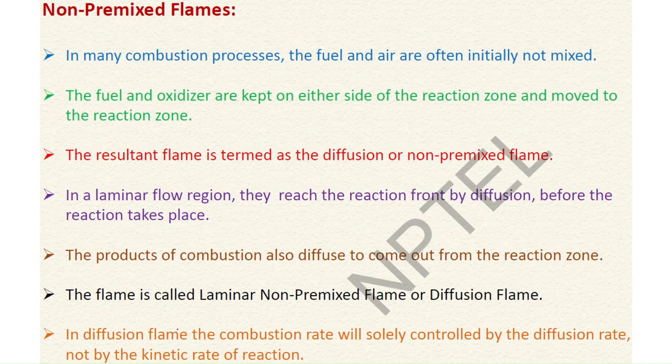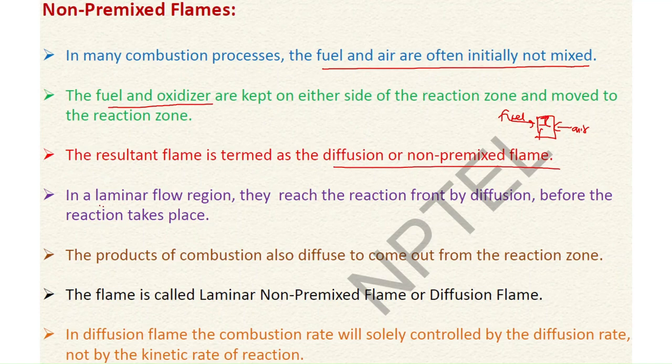Coming on to non-premixed flames. In many combustion processes, the air and fuel are initially not mixed. The fuel and oxidizer are kept on either side of the reaction zone. Suppose this is the reaction zone. So the fuel enters from this side and air enters from this side, from either side, and they move towards the reaction zone together. The resultant flame is termed the diffusion or non-premixed flame.